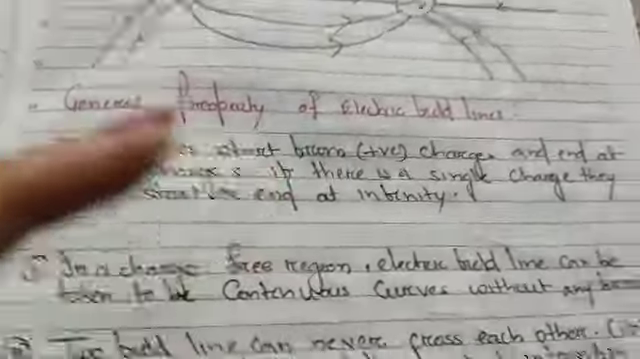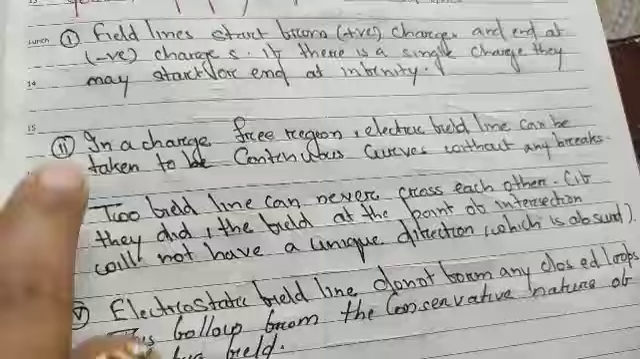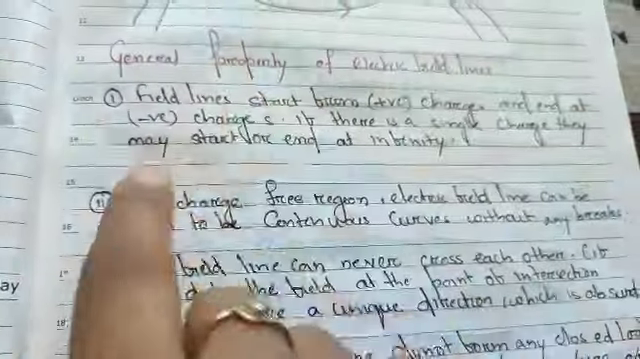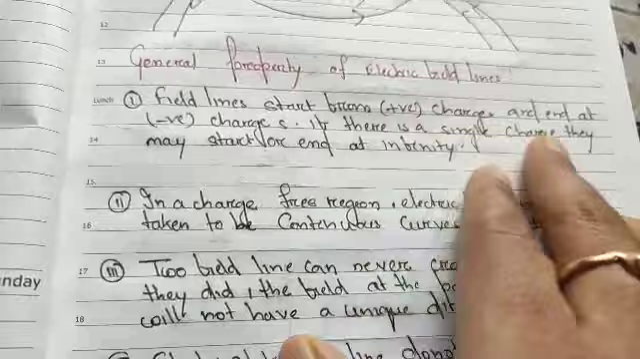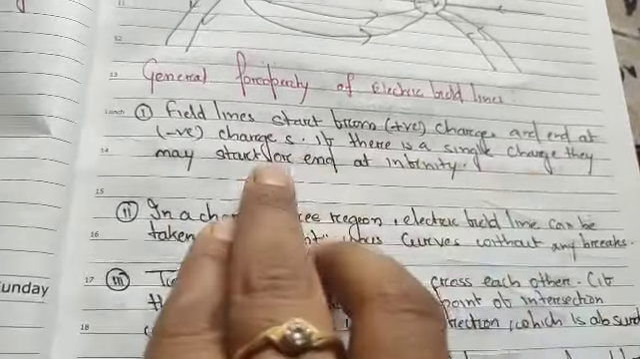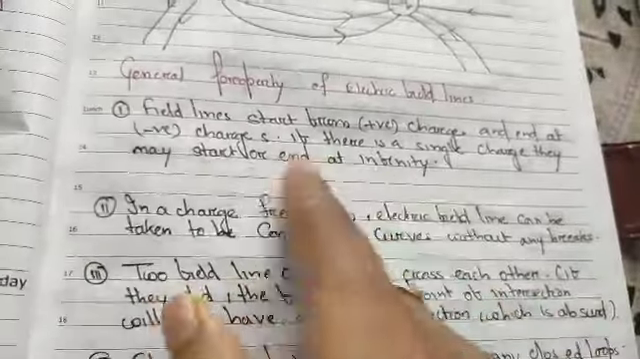Now we will move to the general properties of electric field line. These three properties are also asked maximum times in the exam. What are the general properties of electric field line? So one I have already discussed with you. What is that? A field line starts from positive and ends towards negative. And if there is a single charge, you know it starts from one point and ends at infinity.